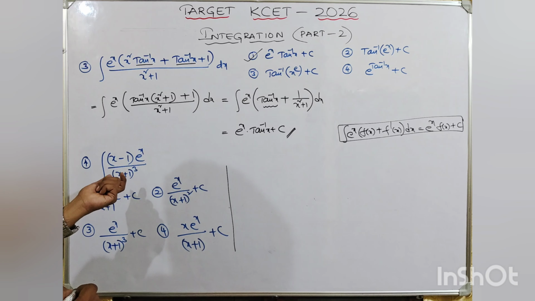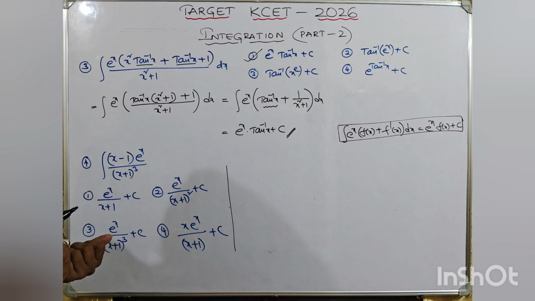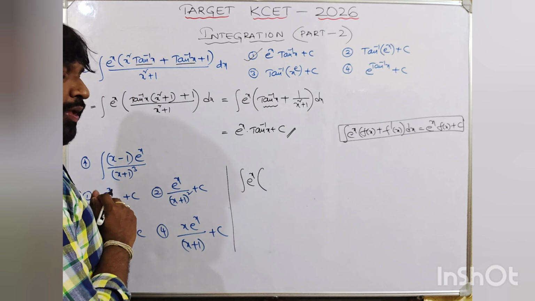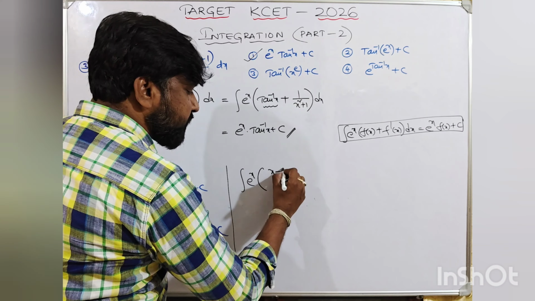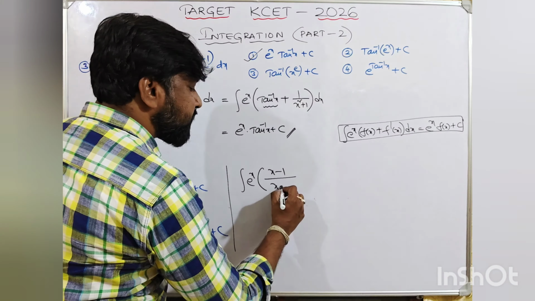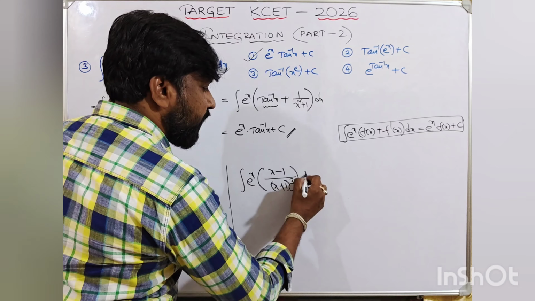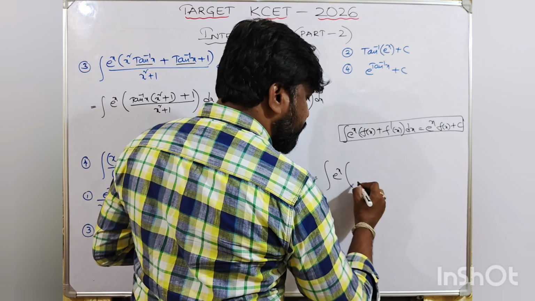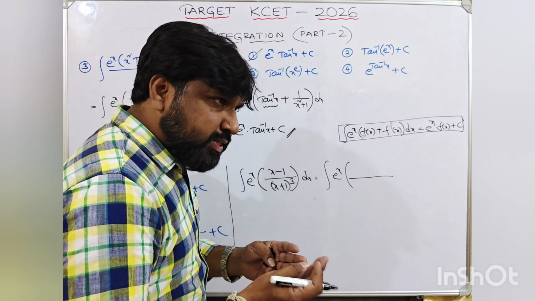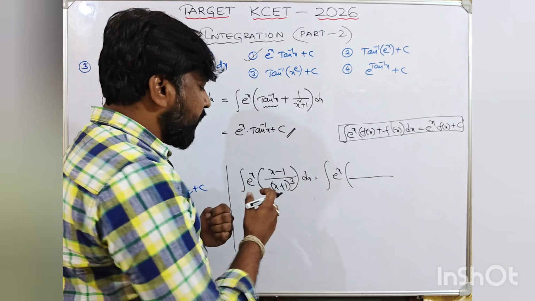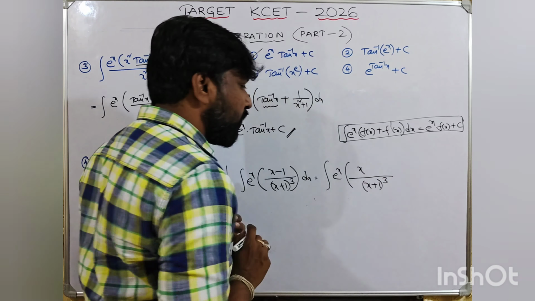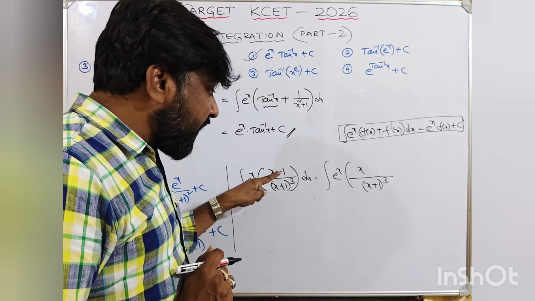Integral (x - 1) into e^x by (x + 1)^3. So how to solve? Very simple. Integral e^x, you need to write at first. In the numerator if you observe, x - 1 is there. In the denominator if you observe, (x + 1)^3 is there, dx. This can be written as integral e^x into, always you try to convert whatever denominator is there into the numerator. So if you observe in the denominator, (x + 1)^3 is there.